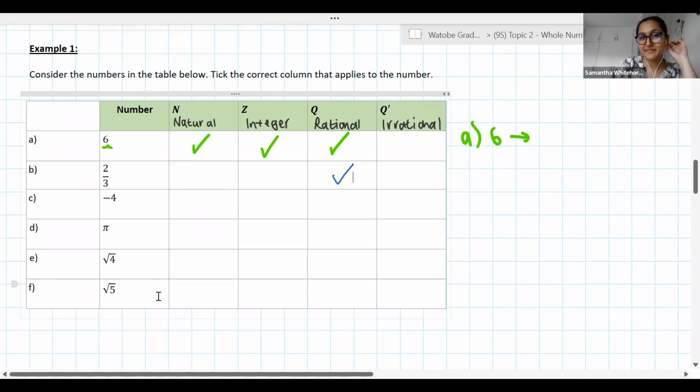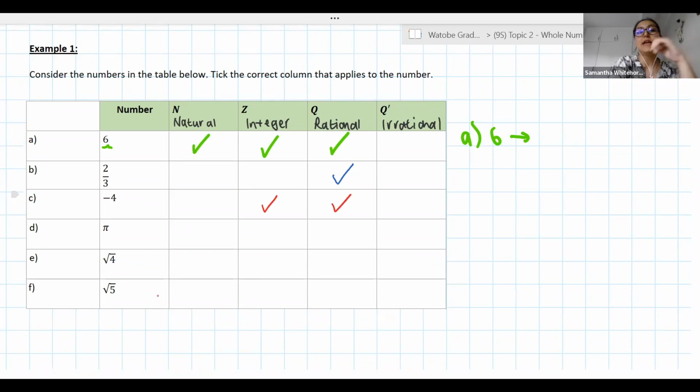Ma'am, -4 is an integer and it's rational. Fantastic, well done. Integer and rational, not a natural number because it's not part of those counting numbers. So only integer and rational. Very, very nice.